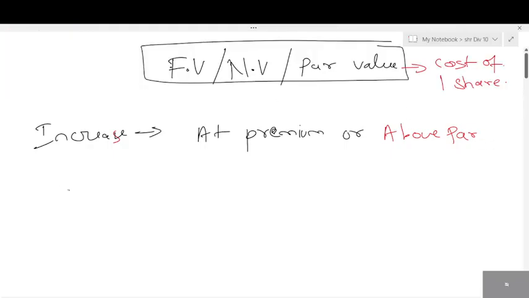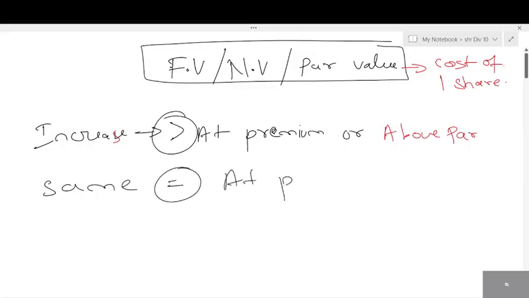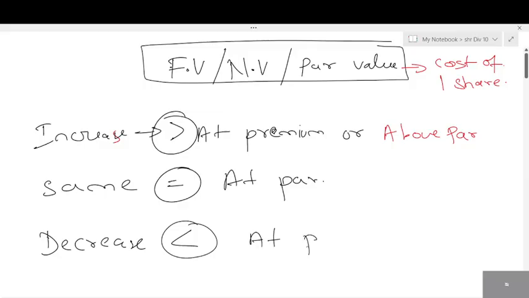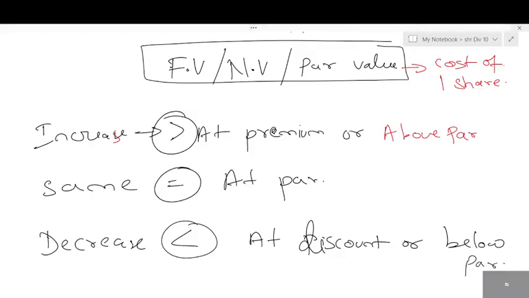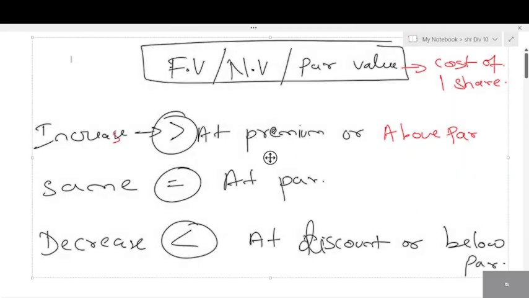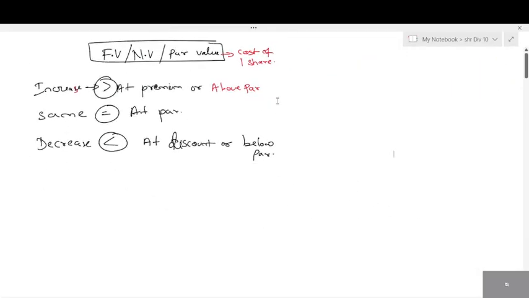Increase meaning is more. Next, same: for same, it is equal to, and we call it at par. Next, decrease. When the value decreases, it is the less than symbol, and you call it at discount or below par. These are the three values you should remember. All these three are related to market value.